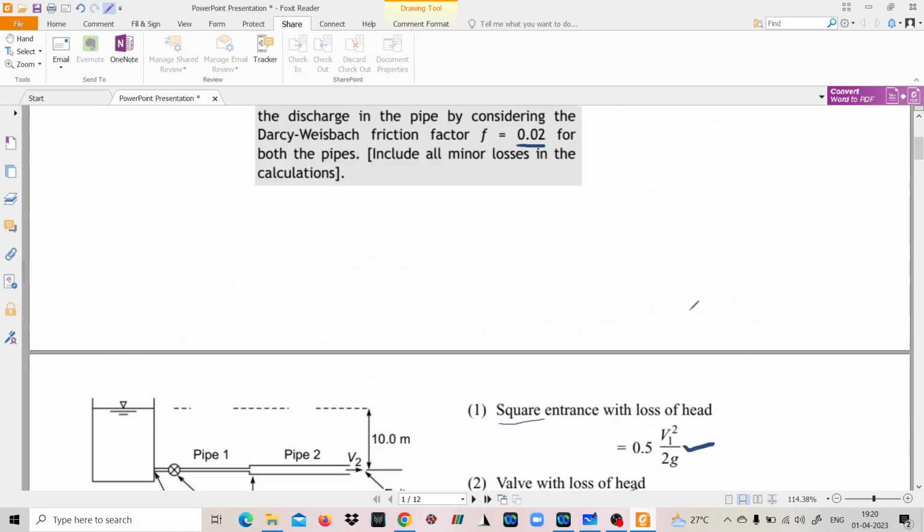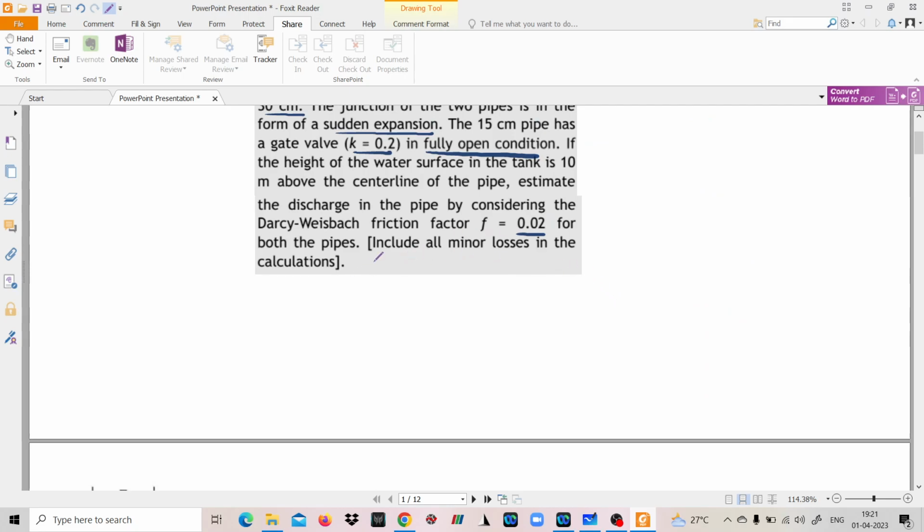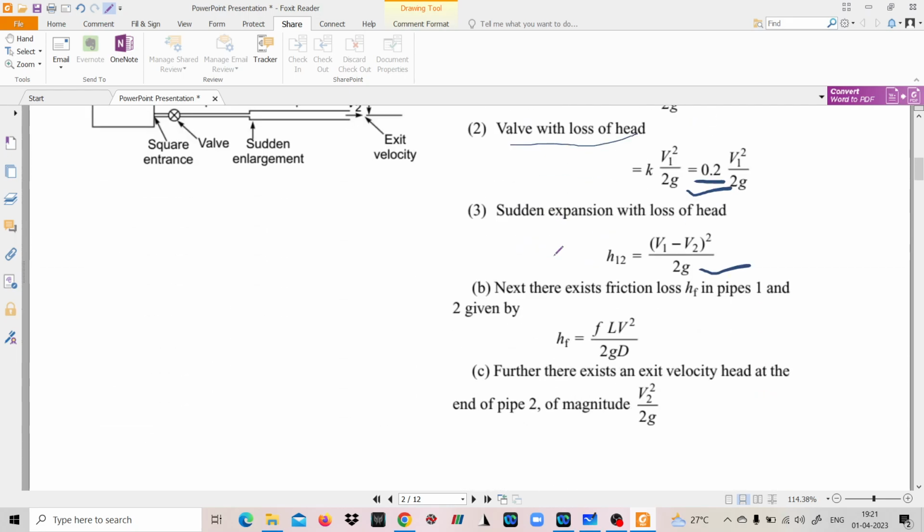Now see, in the question it is given that for both the pipes the value of F is the same. So we can use a single Darcy-Weisbach equation where L is equal to 50 meter. But if F1 and F2 are different, then for the first 25 meter you have to use the F1 value, and for the next 25 you have to use the F2 value.